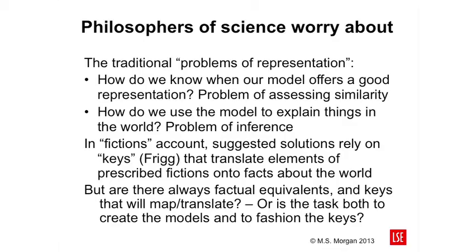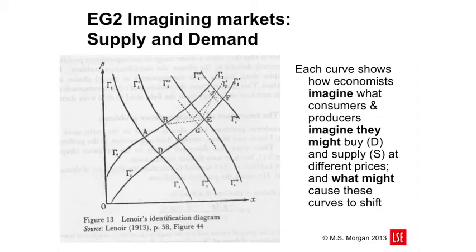In Fogel's counterfactual, each set of objects and activities and the final measurements, his imagined world, can be easily compared with the world that actually happened in 1890. So the keys are there. You can easily make the comparison and therefore make the measurement. It's not obvious that there are always those kinds of factual equivalents. It's not obvious that there are keys that will make those translations between the maps and the things in the world. So it may be that the task of modeling is to both create the models and fashion the keys. Let me talk a little bit about the second example, which is where economists imagine markets.